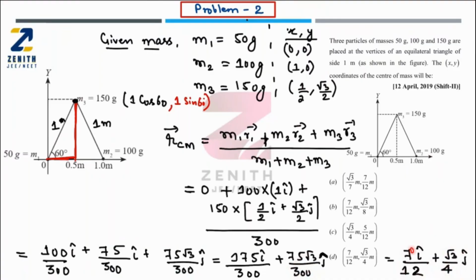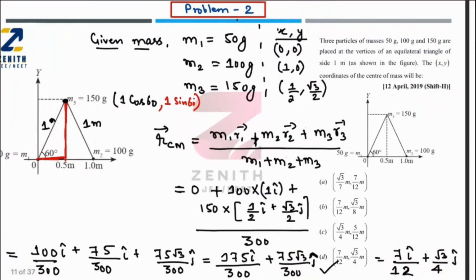which is nothing but, that means the x coordinate will be 7 by 12 meter, and what is the y coordinate? Root 3 by 4. So which option will be correct? So option D is the correct answer. Okay, so this question was asked in JEE 2019.